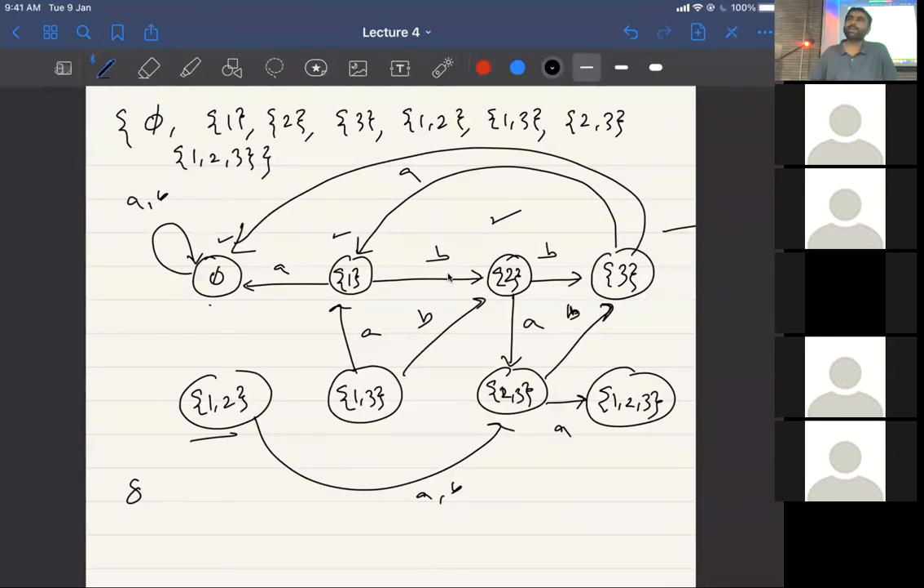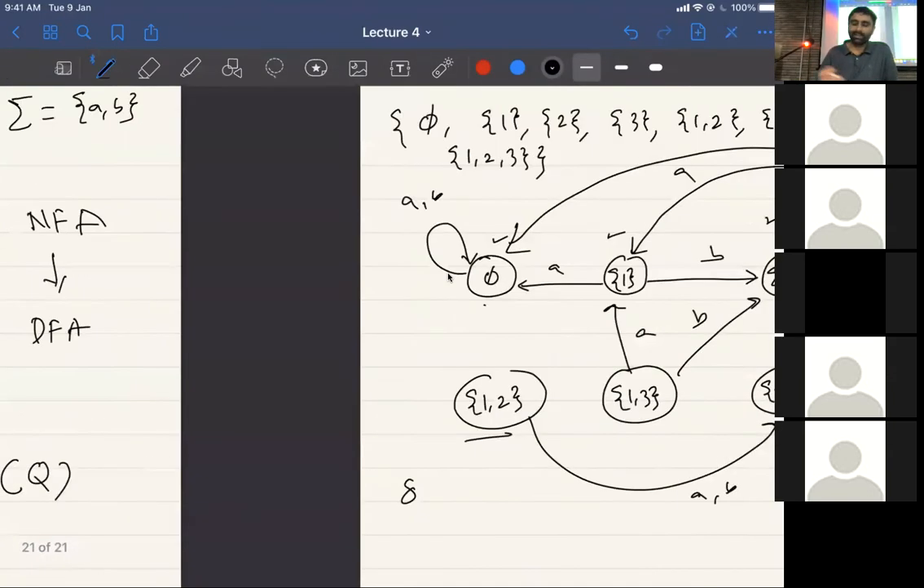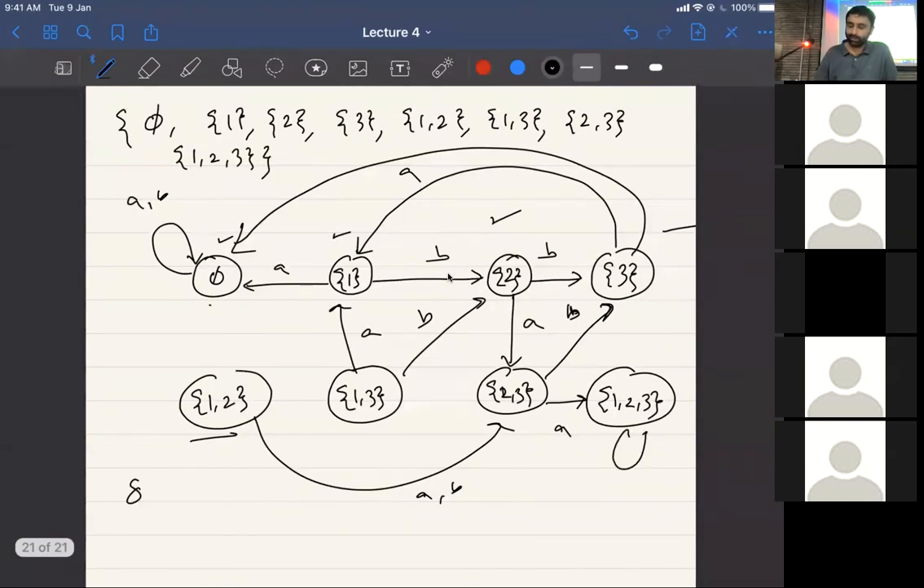Let's talk about the last state. And last state is something where we have to union everything. When the machine is in 1 and reads A, where does it go? Nowhere. When the machine is in 2 and it reads A, where does it go? 2 or 3. And when the machine is in 3, it reads A, where does it go? 1. So it means that we have to union everything. This is the case.